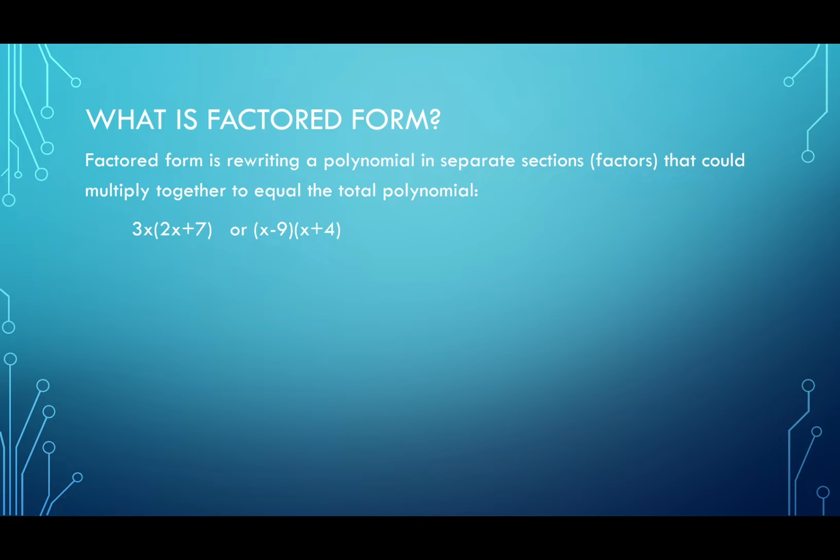So factored form, as we learned yesterday, is taking that distribution or multiplication that we did and reversing it, so that when we have the full polynomial, we're taking it back to what are the parts that multiply together that would end up as that polynomial. So here are two examples typed out for you.